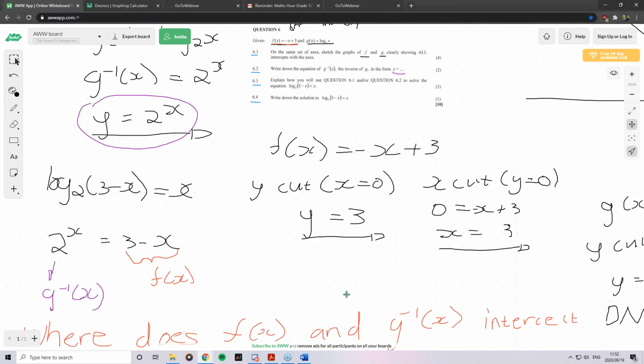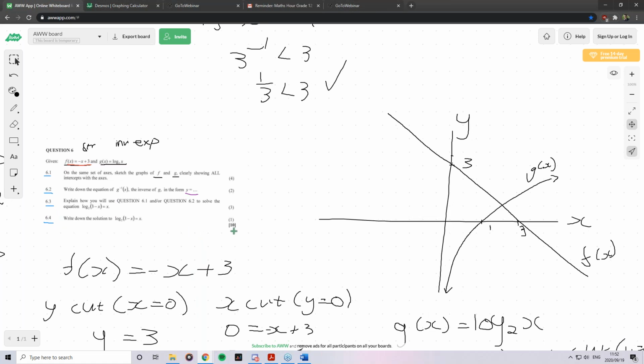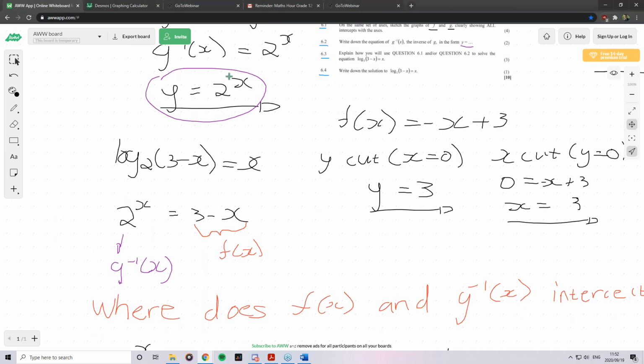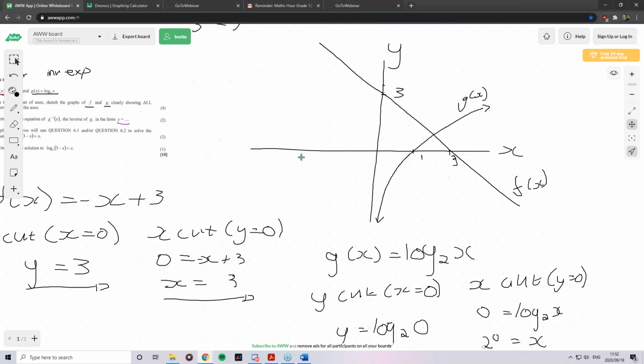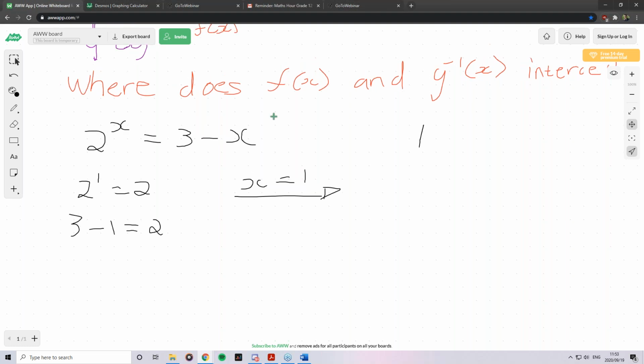Your other method which you could do is draw the inverse of g, 2 to the x, on this and determine where they intersect. But in this case, this would just be a lot easier.